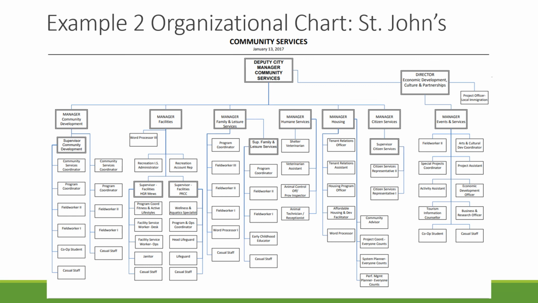Here's the organizational chart for St. John's Community Services. So Recreation and Leisure Services is in place here. So in the middle, you've got the Manager of Family and Leisure Services. And under them, or beside them, there's also the Supervisor for Family and Leisure Services, and different program coordinators and field workers then.